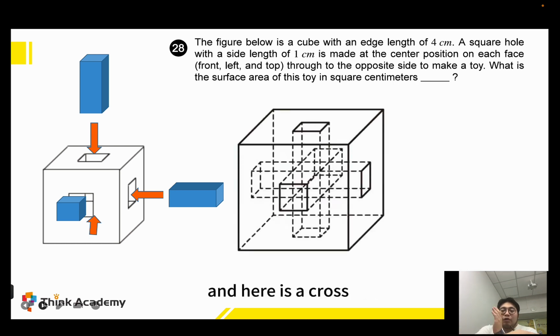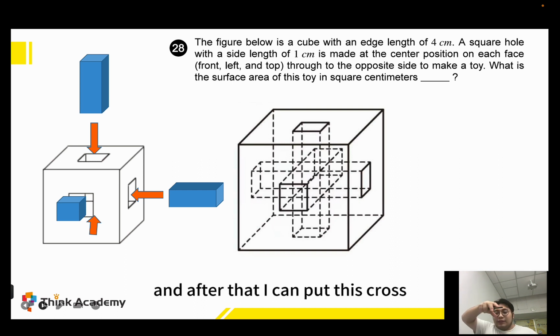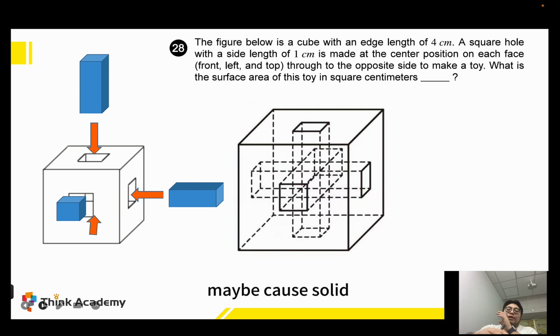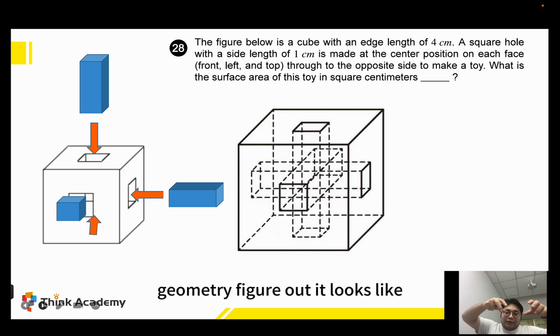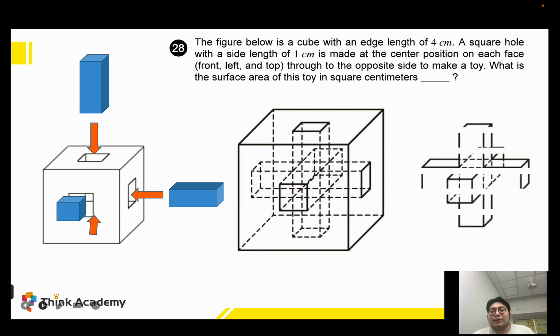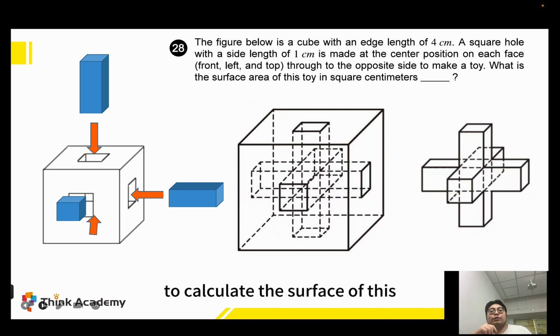And here is a cross shape inside the big cube. After that, I can take this cross solid geometry figure out. It looks like that. Okay, here we need to calculate the surface area of this toy. So how can I do it?